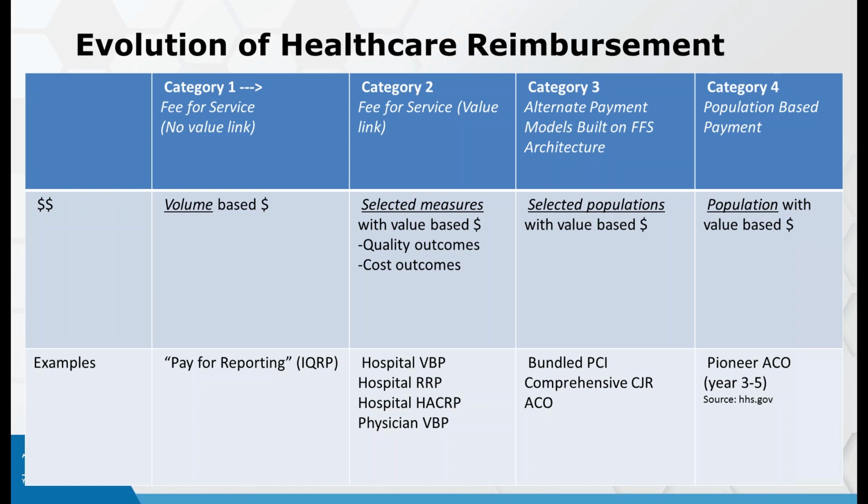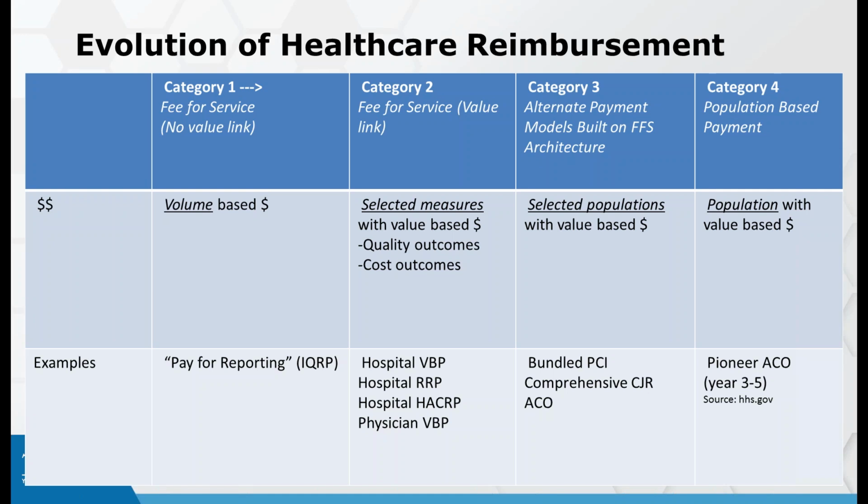Then moving into Category 3, the alternative payment models built on a fee-for-service architecture. Those are based on selected populations with value-based reimbursement going on. That involves the Bundled Payments for Care Improvement initiative, the Comprehensive Care for Joint Replacement initiative, accountable care organizations, etc.